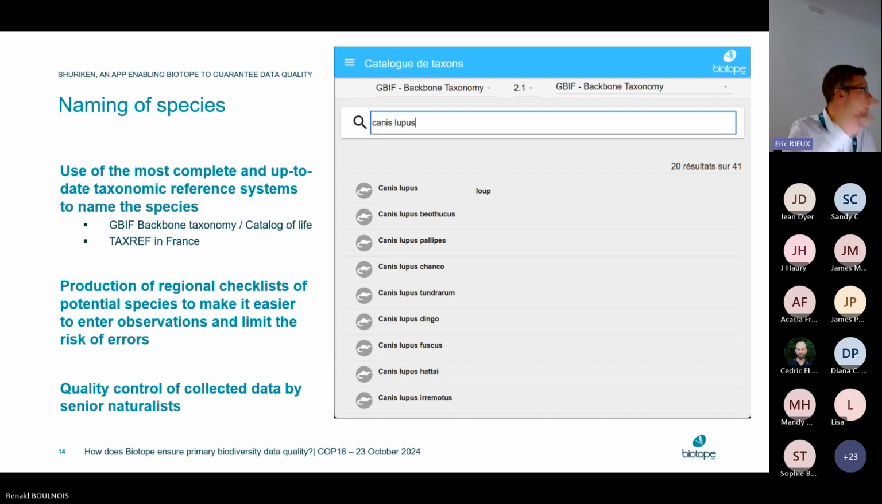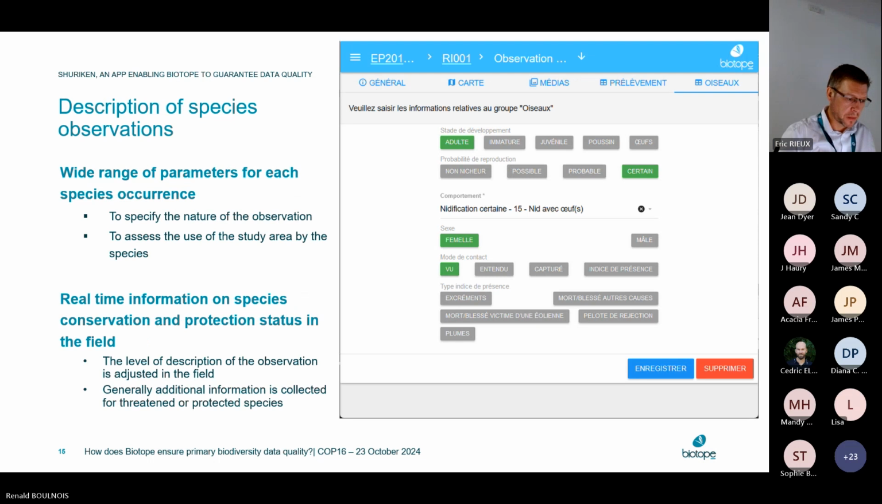So you have a screenshot of the web app from the laptop tool Shuriken. The example is the wolf, Canis lupus, with the various synonyms or subspecies available in the taxonomic reference. In addition to the species itself, also, as I said before, Shuriken allows to add additional information. This screenshot is a good example.